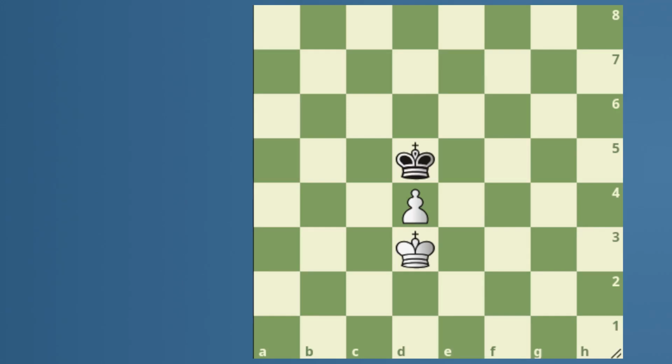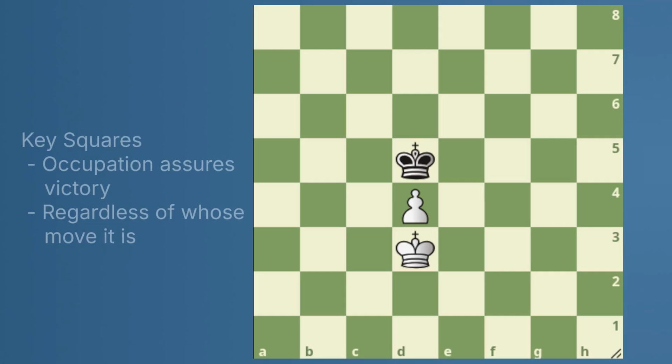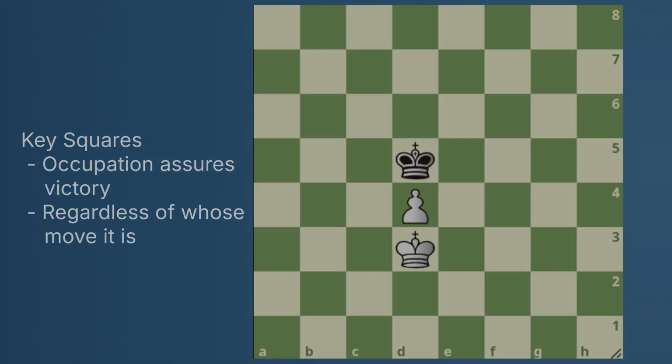In this video, we'll introduce the idea of key squares. Squares which, if occupied by the white king, force a win, regardless of whose move it is. The idea of key squares gives us a fast and easy way to evaluate whether the pawn will promote.